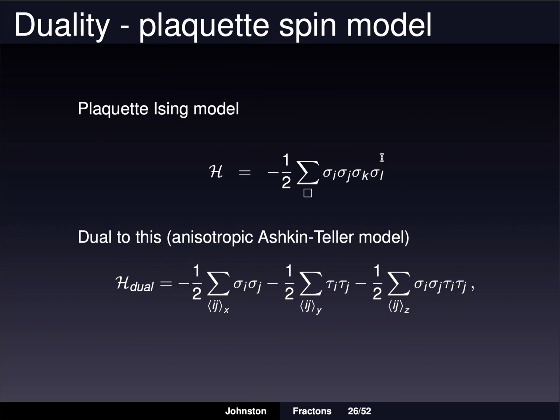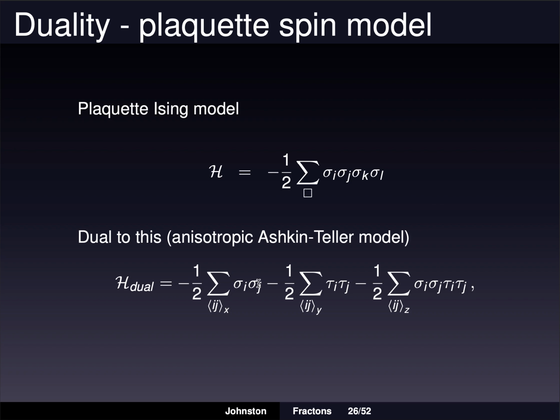For the Plaquette Ising model, if you carry out this duality operation, what you find, somewhat surprisingly to me at any rate, is that the dual of this Plaquette action for the three-dimensional lattice is this, where we've got nearest neighbour interactions between two different sorts of spins. Fancy name for this is an anisotropic Ashkin-Teller model.